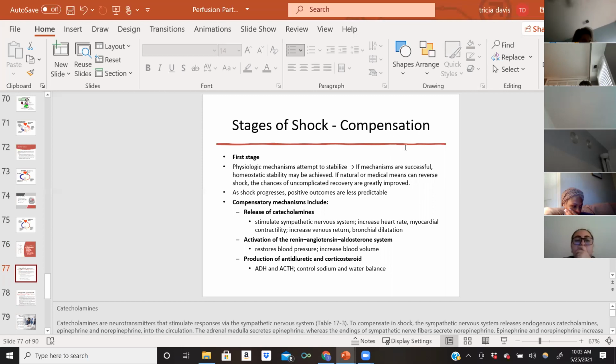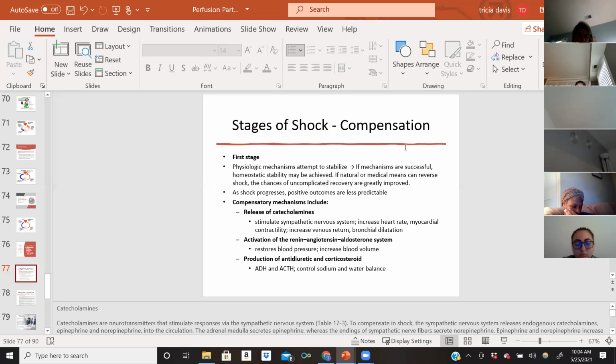As shock progresses, positive outcomes are going to be less predictable. So we want to be able to recognize shock in its first stage, because that's the stage where the likelihood of improving things is the greatest. So what are our compensatory mechanisms for shock? Well, we have the release of catecholamines, the activation of the renin-angiotensin-aldosterone system, and the production of antidiuretic hormone and corticosteroids.